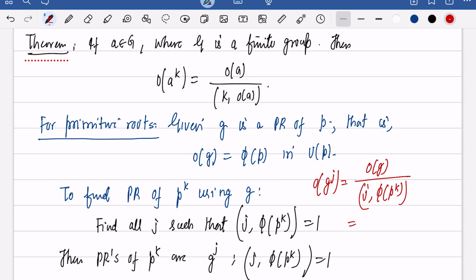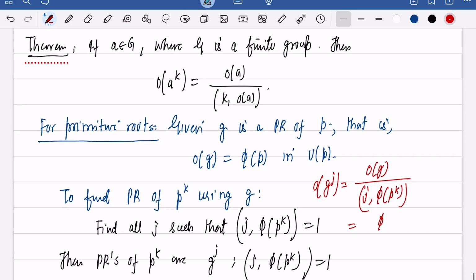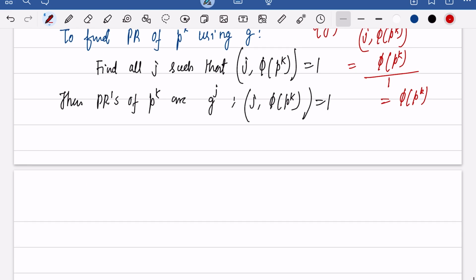Now as we know, g is a primitive root, so the order of g is equal to phi of p^k, divided by the GCD of j and phi of p^k. We are deliberately choosing j which is relatively prime with phi of p^k, so this GCD is equal to 1. So this is phi of p^k. Therefore, if g is a primitive root of p, then g^j is a primitive root of p^k, provided this j is relatively prime with phi of p^k.